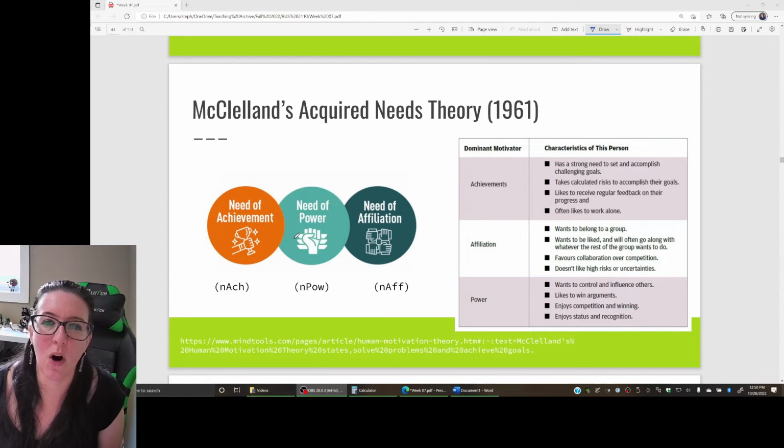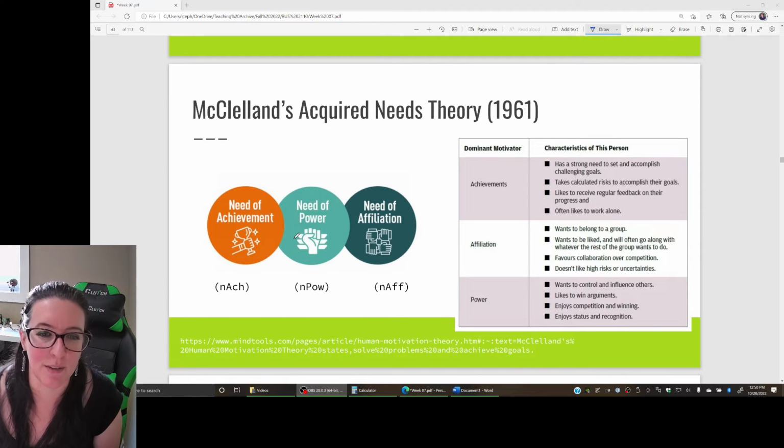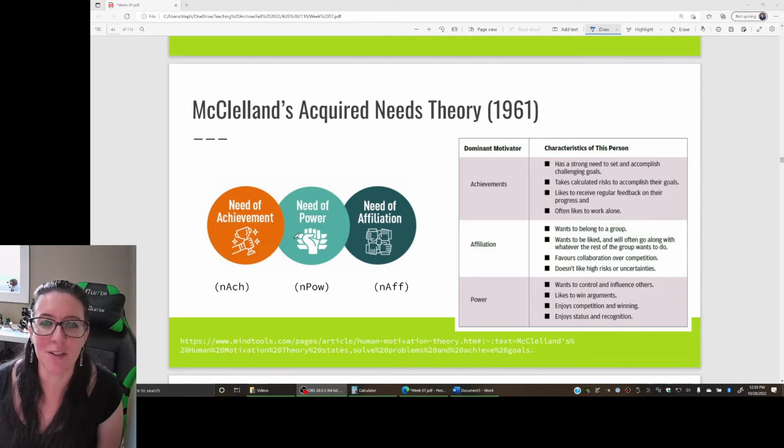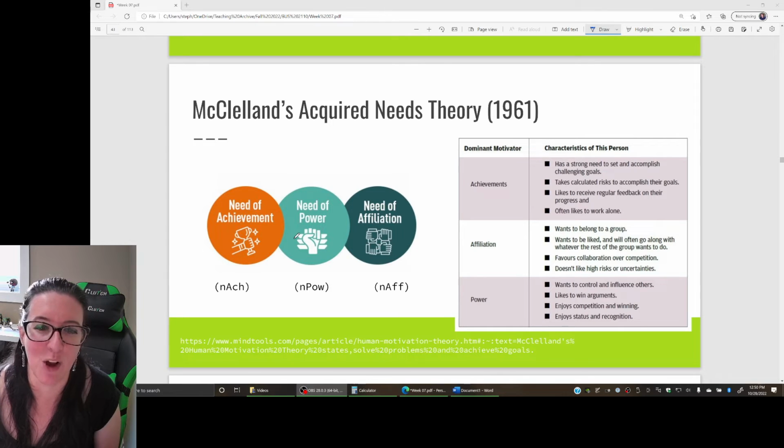Perhaps you are one who has a need for affiliation. So you want to belong to a group, you want to be liked, you want to be loved. You favor collaboration, you don't like competition. The need for achievement person likes competition. The need for affiliation person likes to be part of a team. The need for affiliation doesn't like to upset people, so they're not into high risk or uncertainty. They just want to belong.